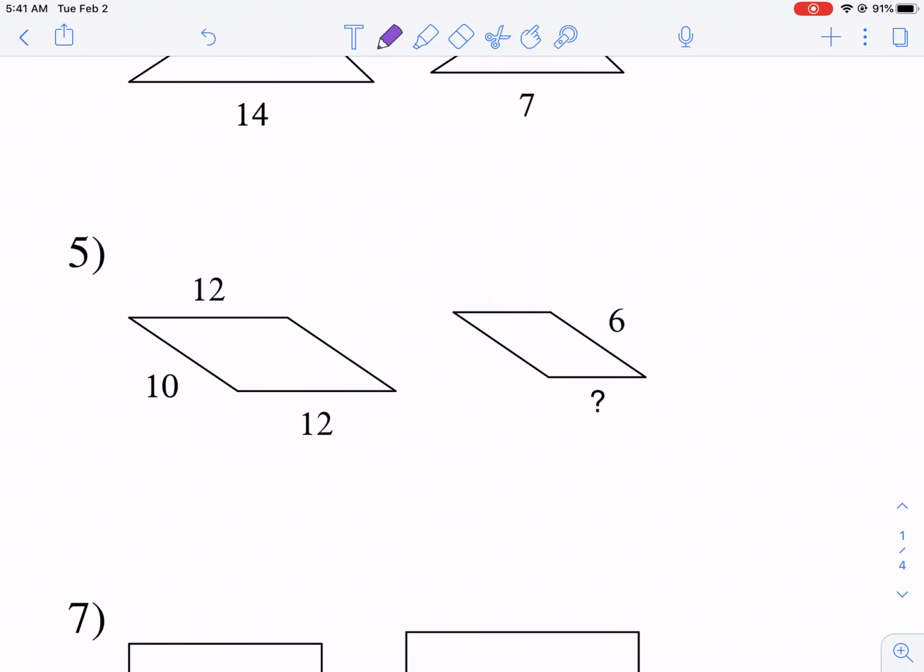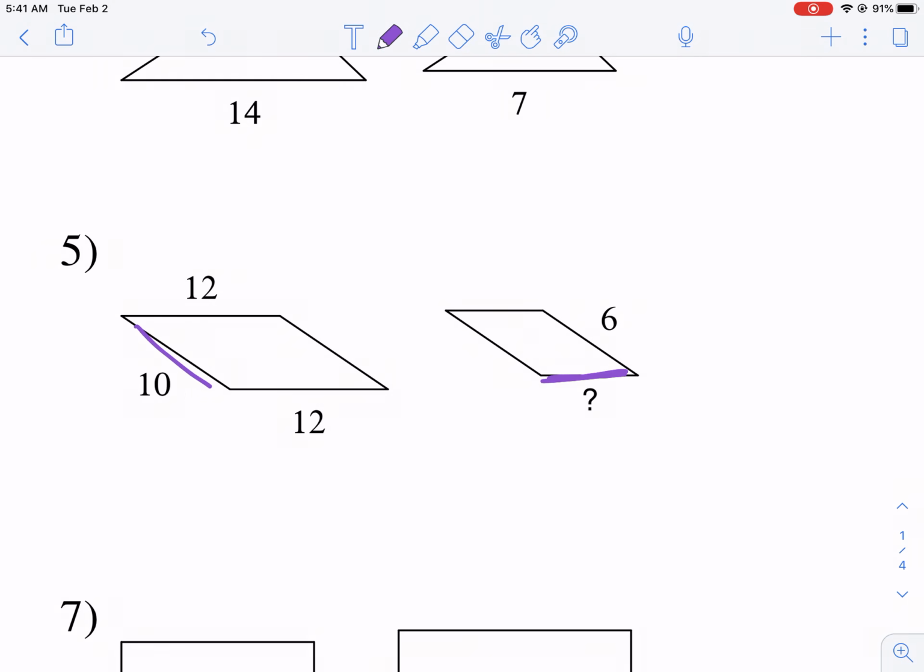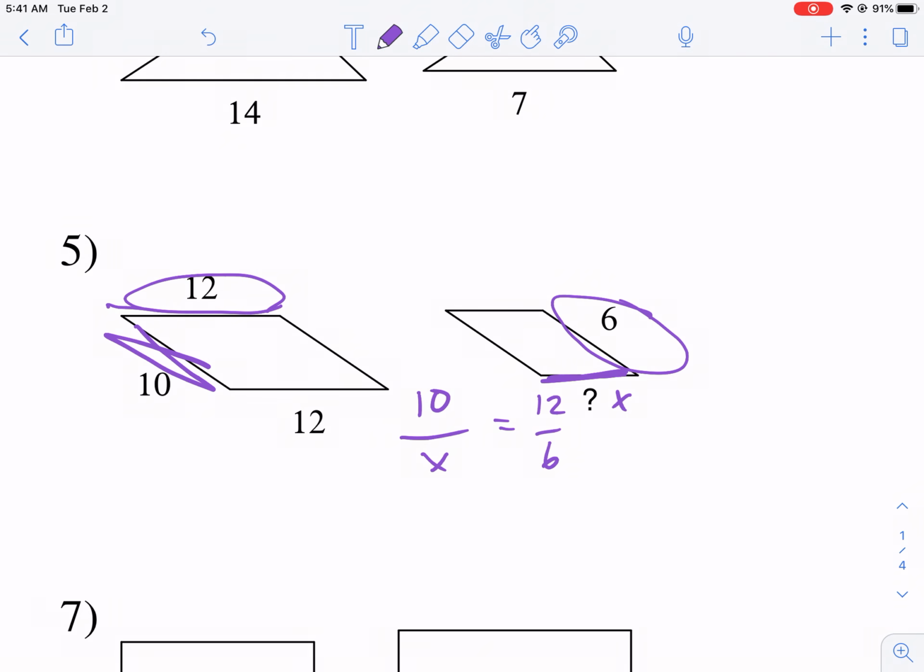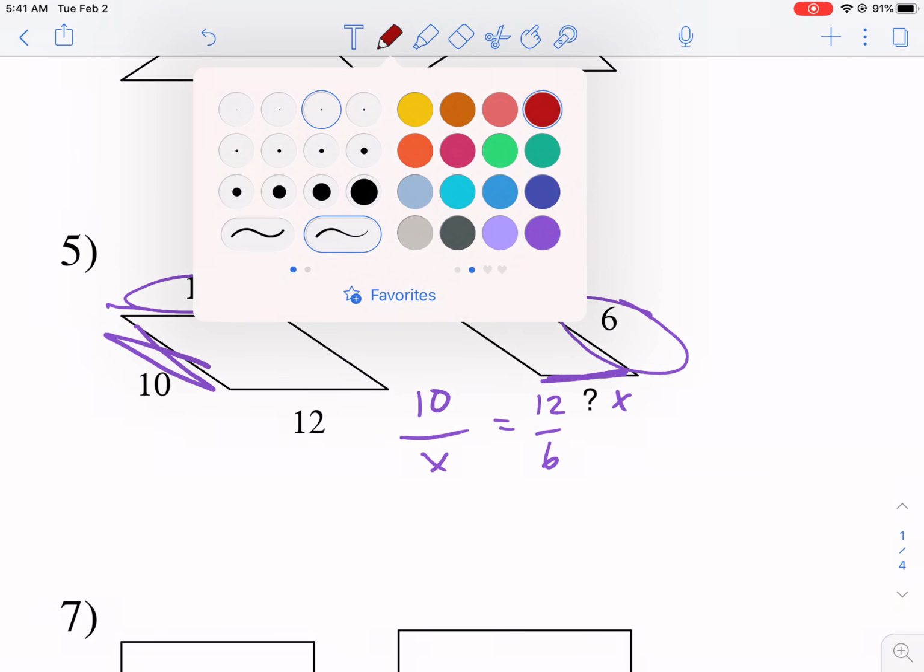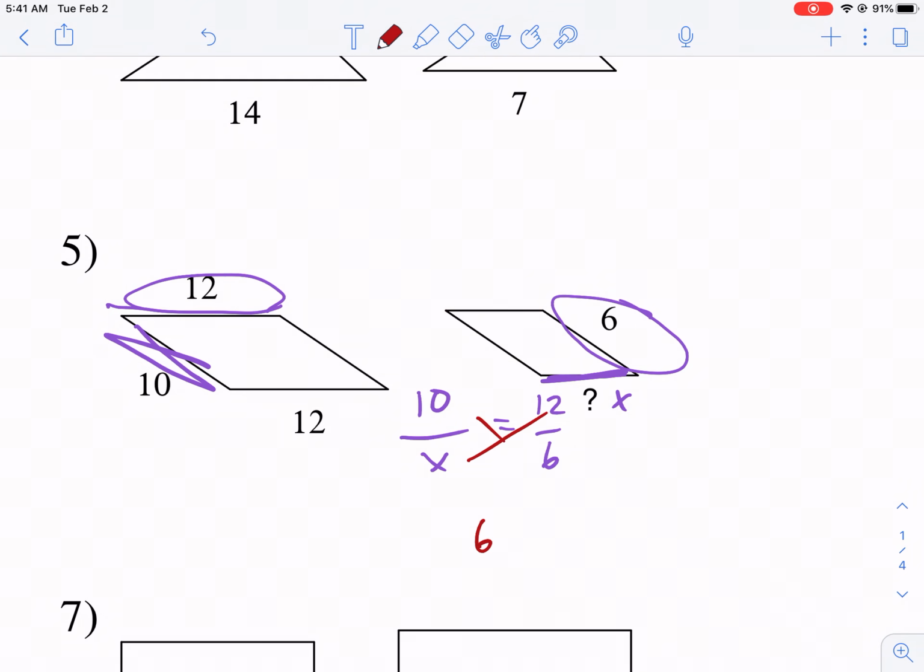Okay, we could say this is the short side, this is the short side. So we're going to say this is x. That's my small one. I'm going to put that on the bottom. So my big one on the top, 10 over x equals, let's go long side this time. So that's 12 is my long side and 6 is my long side there. So 12 over 6. My biggest numbers are on the top, my smallest numbers are on the bottom. Now I cross multiply. I get 60 equals 12x. Divide by 12. I get x equals 5.